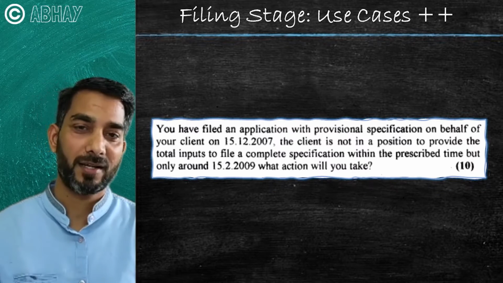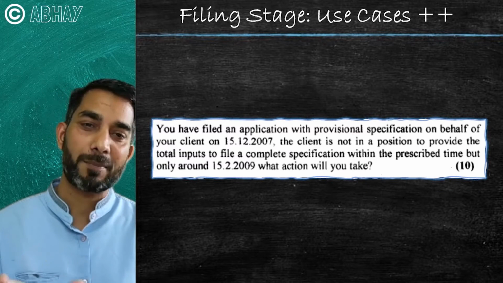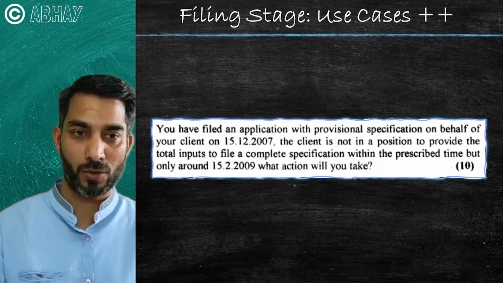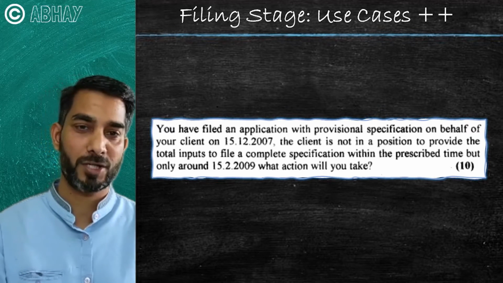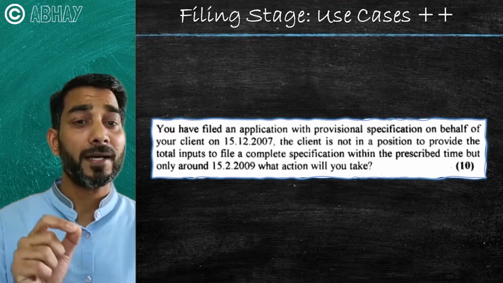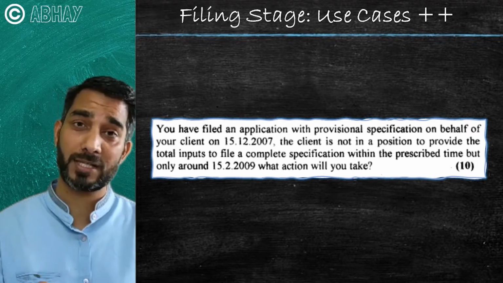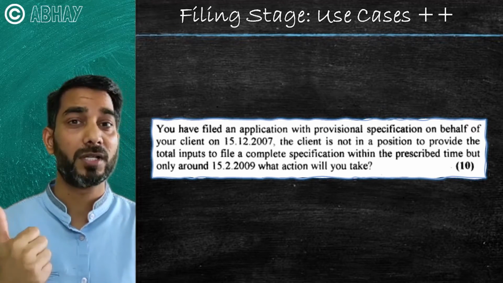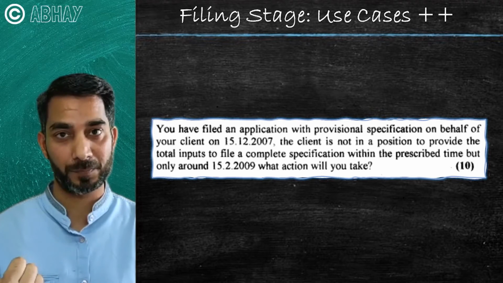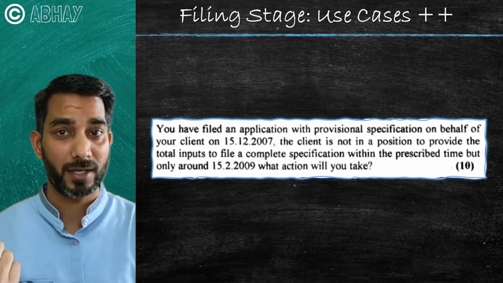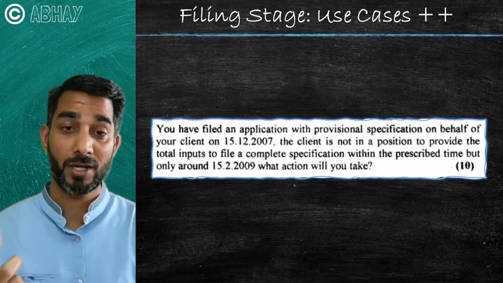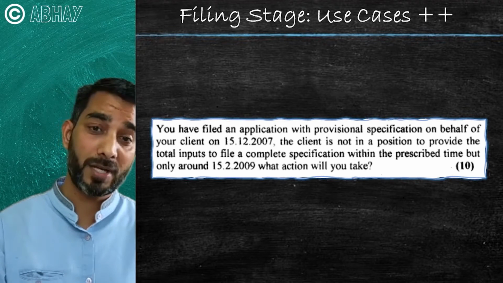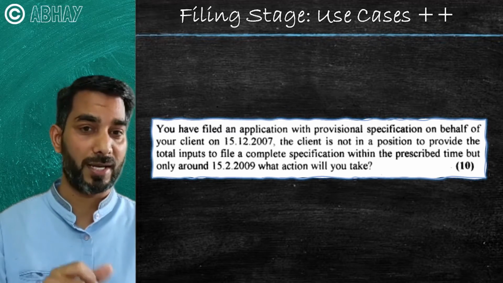Here they say you have filed an application with provisional specification on behalf of your client on 15/12/2007. Now, as soon as somebody says provisional specification, you should start thinking about the deadline for the regular application, which is 12 months from the date of filing the provisional application. Now, in this case, that would be December 2008.